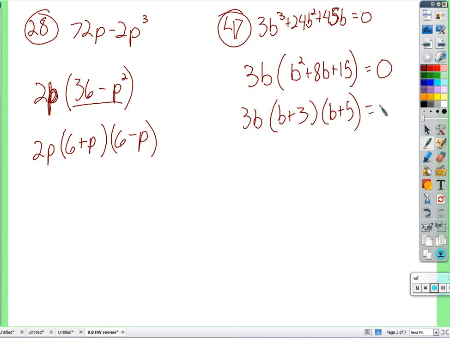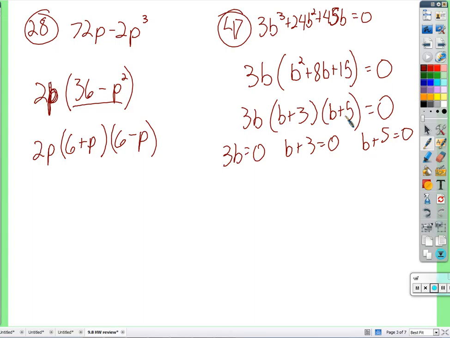Doing great. So then you have to set them equal to 0. Make each of them equal to 0. 3B equals 0, B plus 3 equals 0, B plus 5 equals 0. Why can we do that? Why can we just say each of these could be equal to 0?